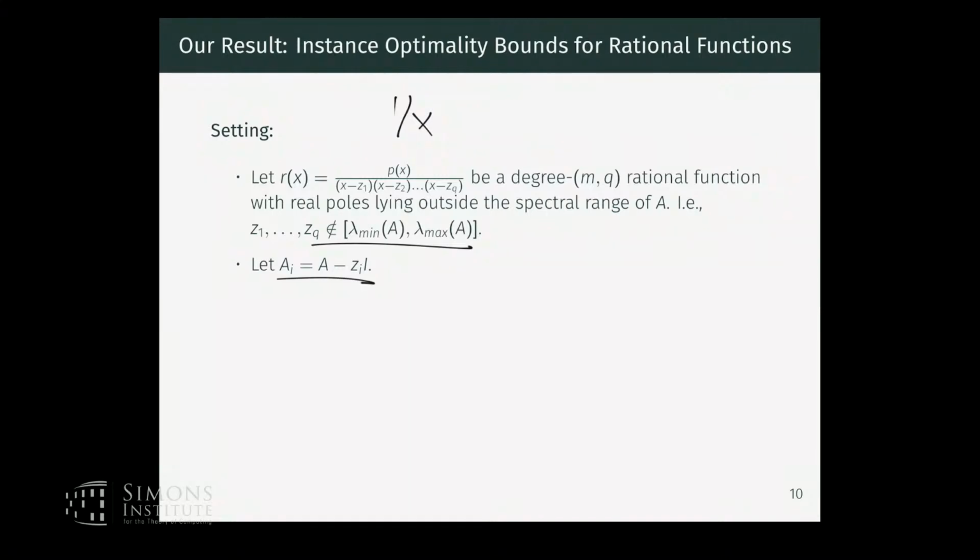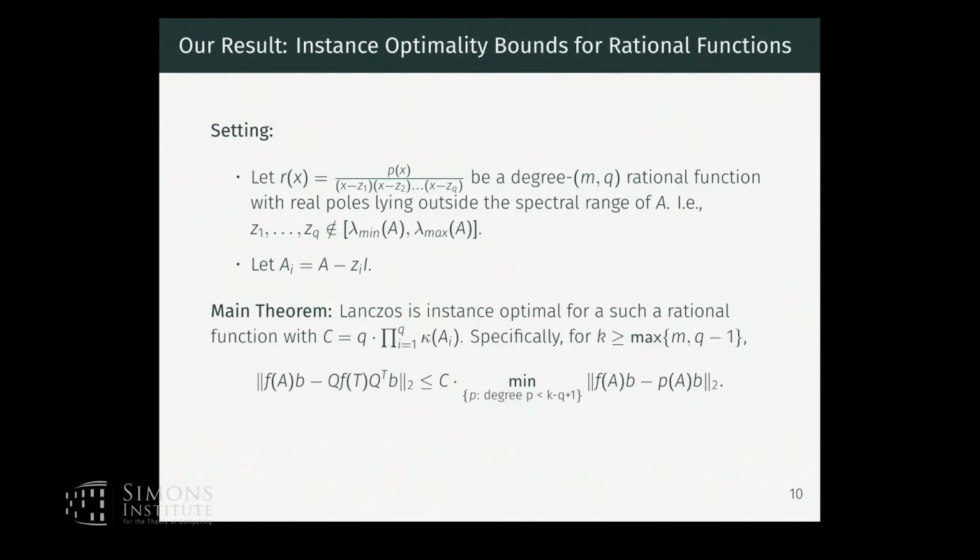I'm going to define A_i to be just A shifted by my ith pole. What we show is that Lanczos is instance optimal for such a rational function, where my approximation factor is basically q, my number of poles or the degree of the denominator, times the product of the condition numbers of these shifted A's. Now, there's a slight caveat. Specifically, k needs to be bigger than the max of m and q minus 1, so bigger than the maximum of the degree on the top and the degree on the bottom. This is a really mild condition because m and q minus 1 are usually relatively small constants. So the number of iterations will almost always be bigger than this.